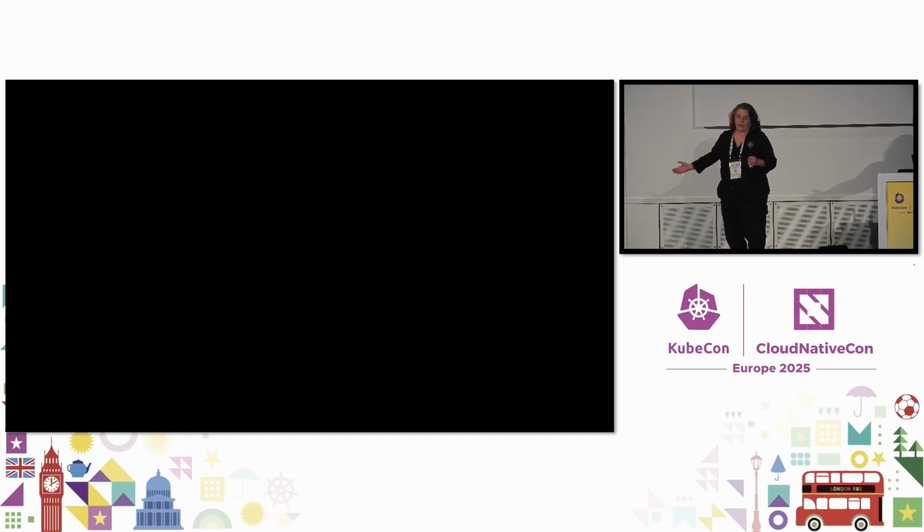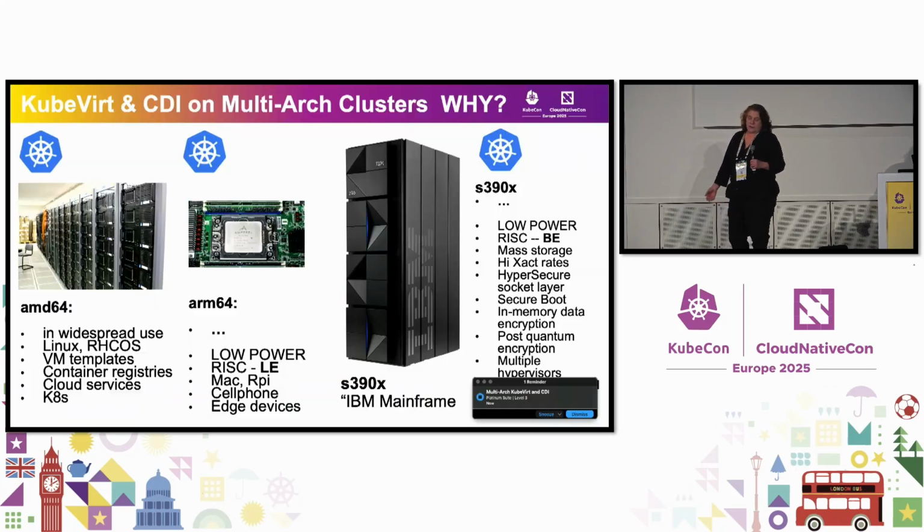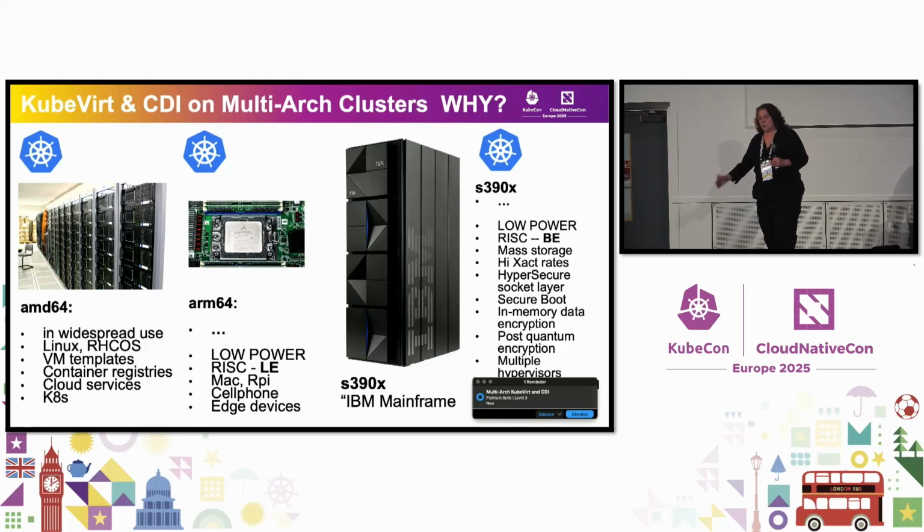Okay, what is S390X architecture, also known as the IBM mainframe? And it's like, do we use IBM mainframes anymore? And the answer is about 97% of your credit card transactions are processed by an IBM mainframe. So yes, they are in wide use. They also run at low power. They also are a reduced instruction set. They're big endian, which is porting issues.